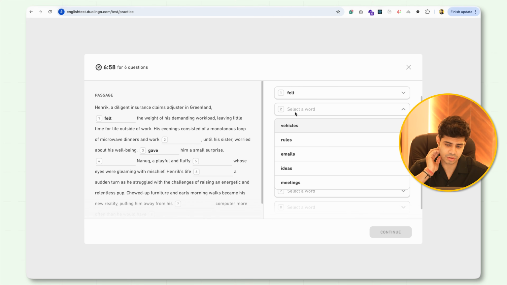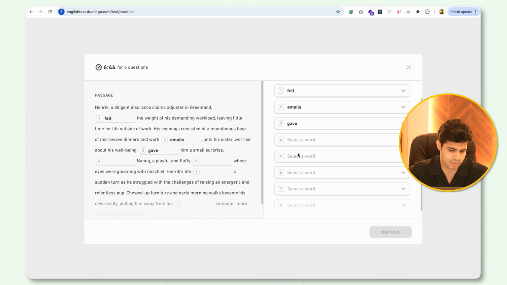So, he's a diligent insurance claims adjuster. Probably, I don't know. I don't know, it's got to be doing emails. Work emails, work meetings. I don't think that makes a lot of sense. Microwave dinners and work emails, I think. All right.